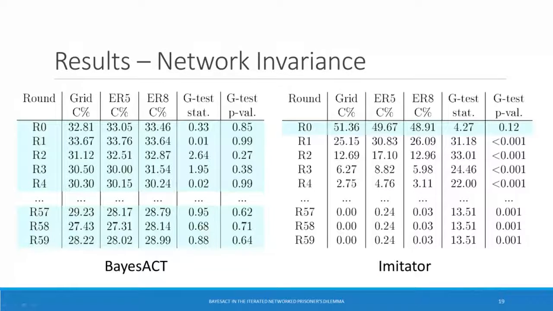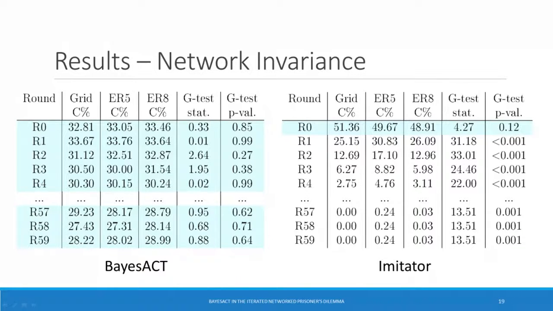But remember, we're looking for network invariance, which means that we don't want to see them be distinguishable. Therefore, instead of looking for a low p-value, like is the norm, we actually want to see a high p-value, indicating that we couldn't tell the difference. And this is overwhelmingly what we see for the BayesACT bots, not so much for the imitators.